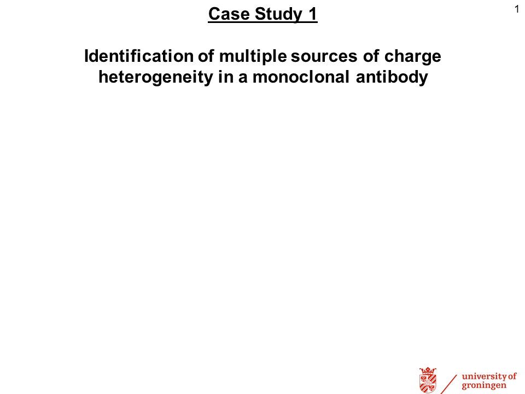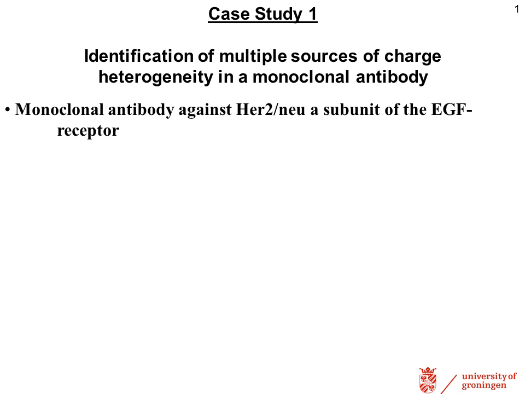To illustrate the relevance of analytical and bioanalytical chemistry in the development of biopharmaceuticals, I've selected two case studies. The first one is about a monoclonal antibody that is used for the treatment of certain types of breast cancer. As we've already seen, a monoclonal antibody is a large molecule of about 150,000 Dalton, so there are a lot of possibilities for modifications. The monoclonal antibody in question is against the HER2-Neu subunit of the EGF receptor.